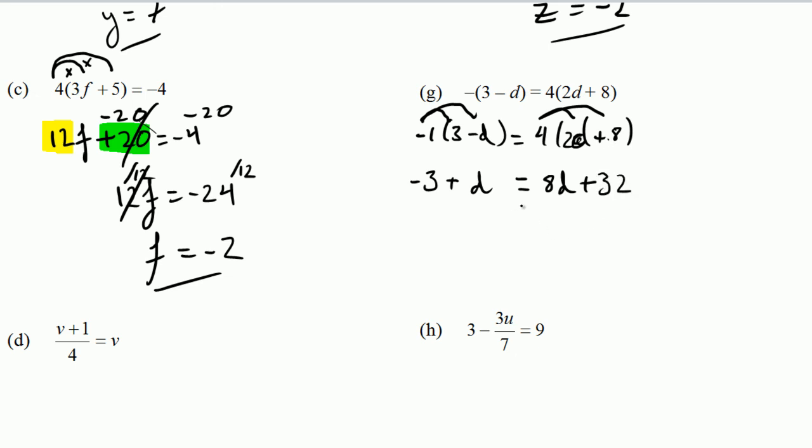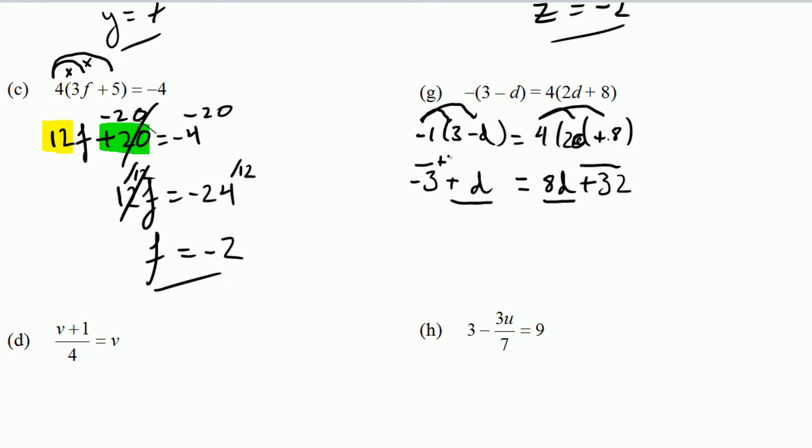Alright, so now it looks like one of the questions from before. We have a letter term here, and a letter term here, a number term here, and a number term here. So again, we want to do the same thing. We want to get rid of all just the number terms on the left-hand side, and get rid of all just the letter terms on the right-hand side. So first, let's get rid of the numbers on the left-hand side.